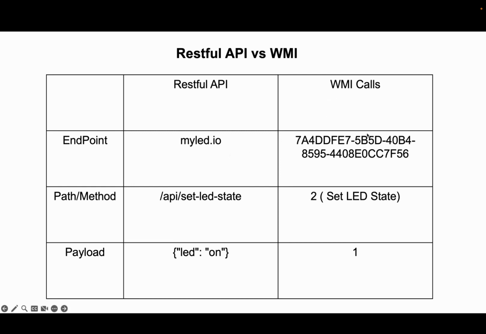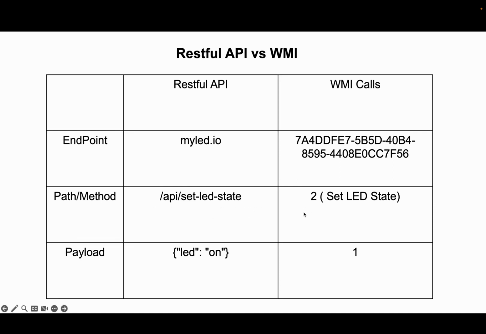And in WMI, we have something a little different, which is usually called a UUID, a unique identifier for a resource, something like a namespace. In our case, for example, all the Acer gaming function WMI calls will be made to this UUID, which starts with 7A here. And then in a RESTful API, we have a path and usually a method. With this, for example, I can set my LED state to on. Let's say this is just for an IoT device.